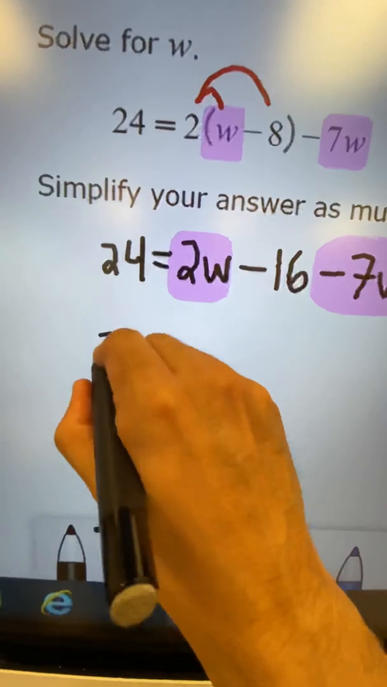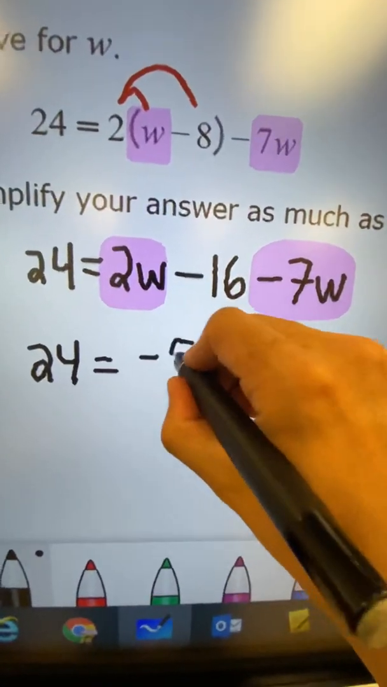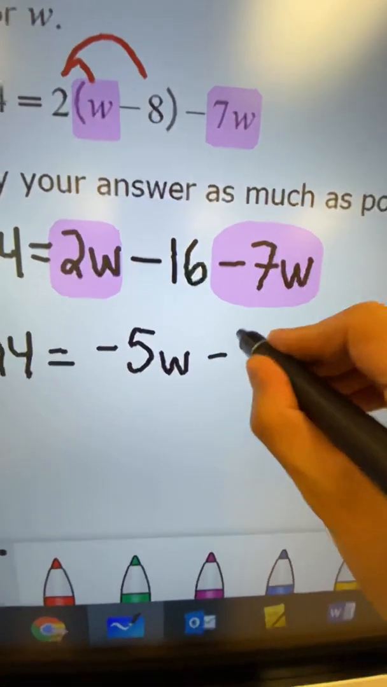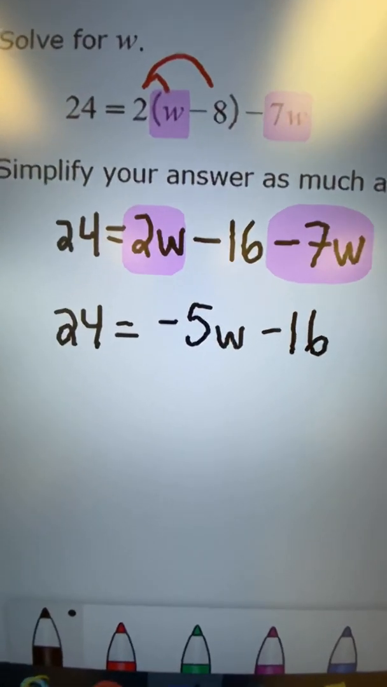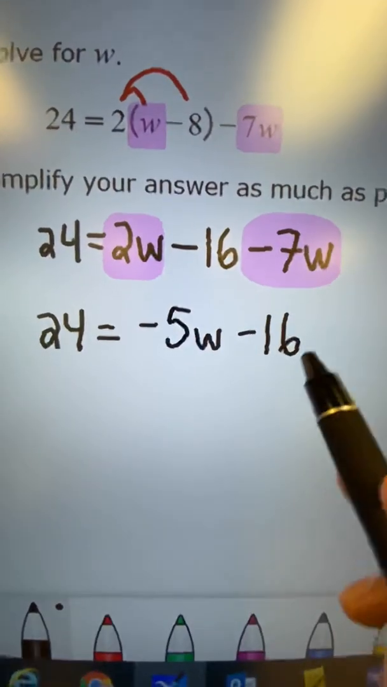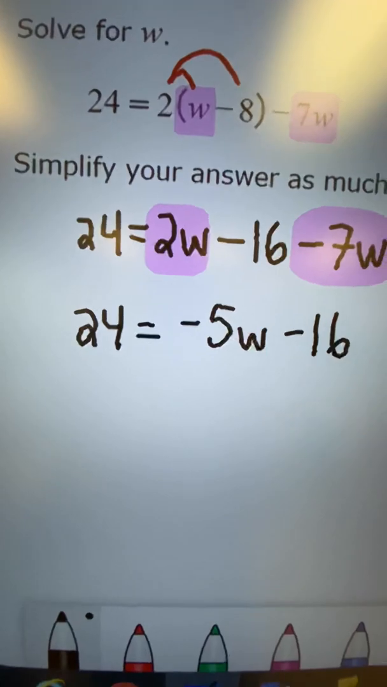So I'll write down 24 equals, and when I do 2w minus 7w, I get negative 5w, and then minus 16, I'll bring that down. So again, don't use the properties of equality if they're on the same side. That's only if the variable you're solving for is on different sides. Then you use the properties of equality to combine them.